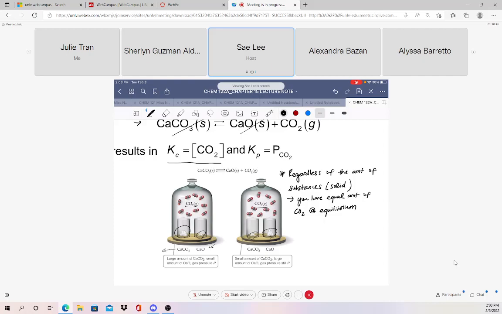So again, don't forget to exclude pure solid and pure liquid concentrations in the equilibrium constant expression.